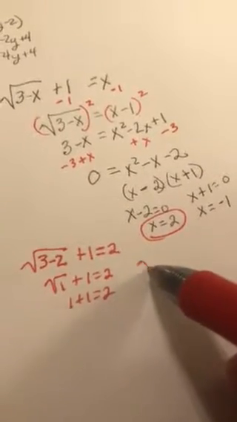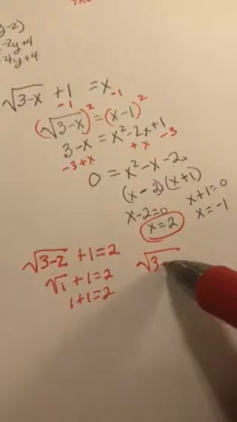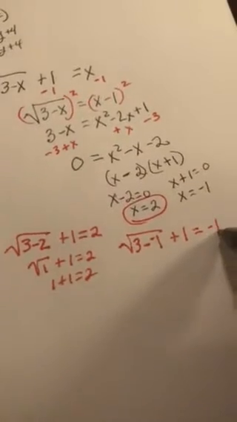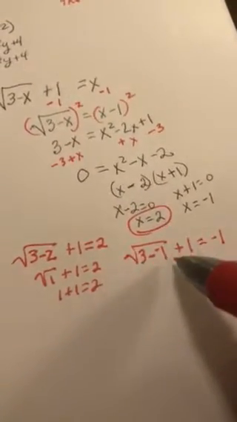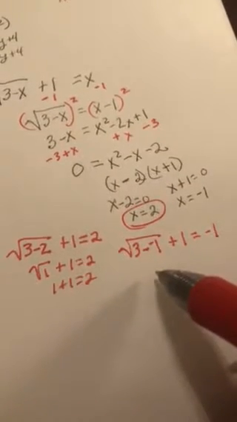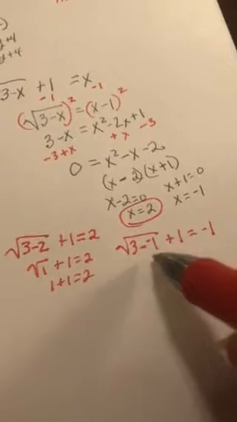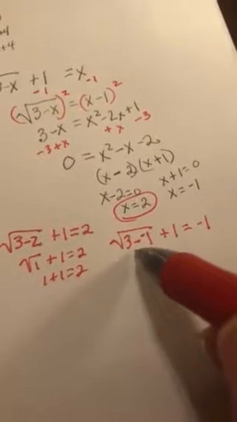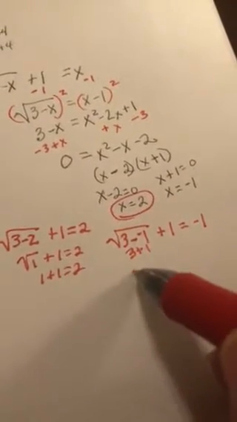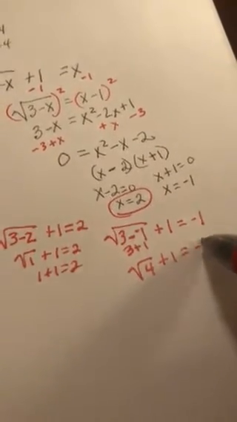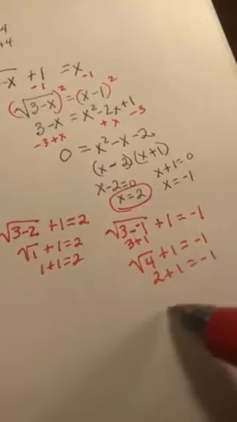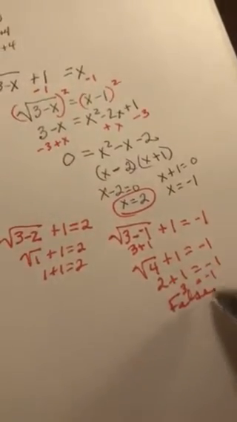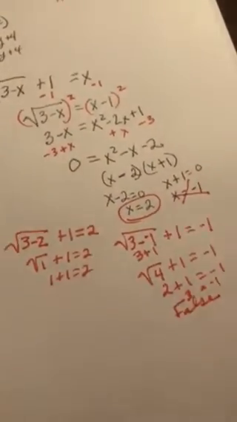Negative 1. So we'll do the square root of 3 minus a negative 1 plus 1 equals negative 1. Well, this is kind of making me wonder right off the bat because a square root never has a negative answer. So it would have to be a negative number plus 1 to equal negative 1. But let's keep going with the math. These 2 negatives come together to make a plus, like that. So we're really saying what's the square root of 4 plus 1? So it would be 2 plus 1 equals negative 1. No, that is false. 3 does not equal negative 1. So negative 1 is not a solution, but 2 certainly is.